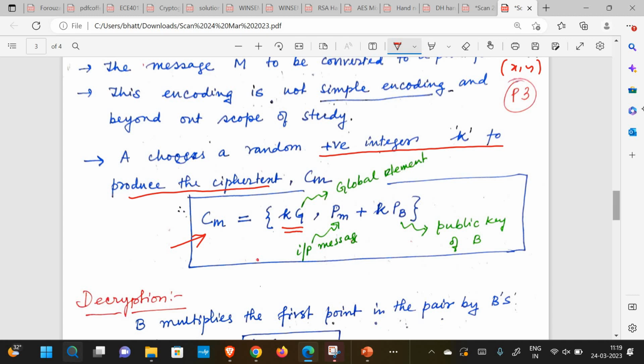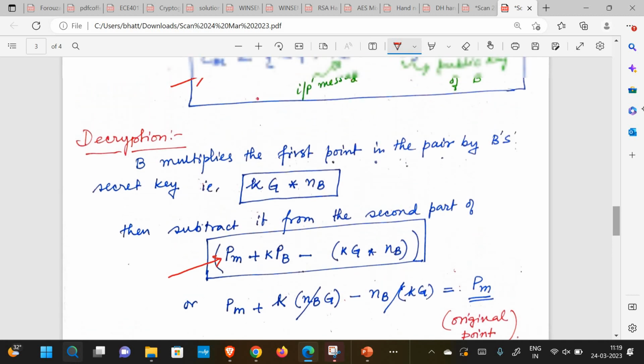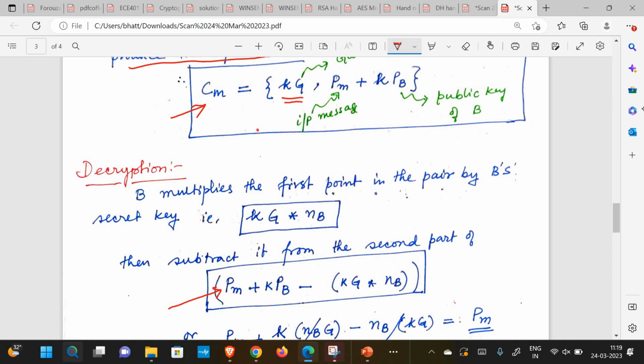Okay. Now let's see the decryption. Decryption is of two types, two phases. But ideally, please make a note of this last one over here. Now see what is happening over here. PM plus kPB, the second part of it becomes the first part. For the decryption process of elliptical curve cryptography, ECC, we call it the elliptical curve system. PM plus kPB is becoming the first part, and then it is subtracting kG multiplied by nB.